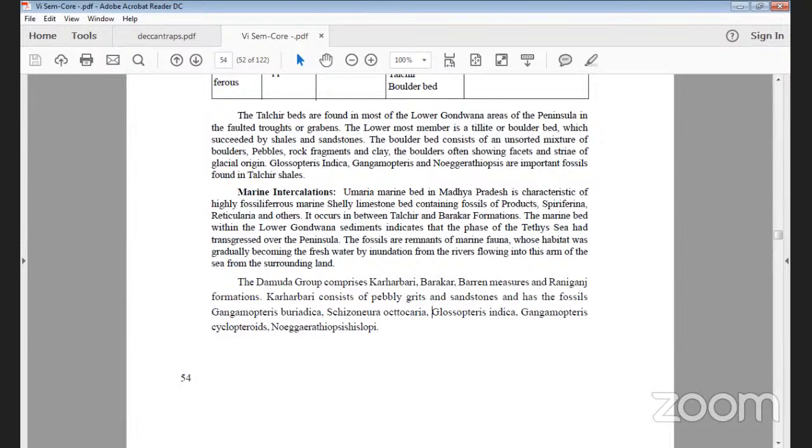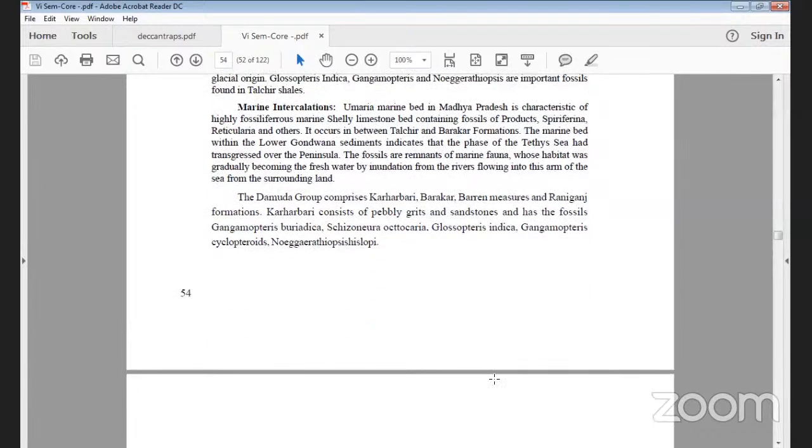The Damodar group comprises the Karharbari, Barakar, Barren Measures, and Raniganj formations. Karharbari consists of pebbly grits and sandstones and has the fossils of Gangamopteris, Buriadia, Glossopteris indica, Gangamopteris, Cyclopteris, and Noeggerathiopsis hislopi. These formations we see in the Karharbari group.